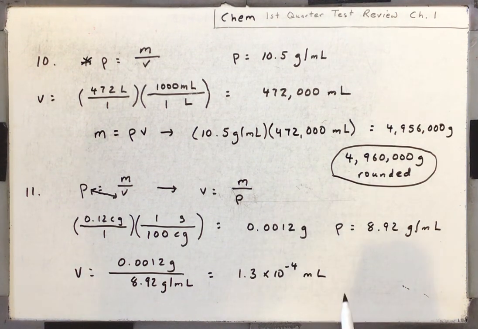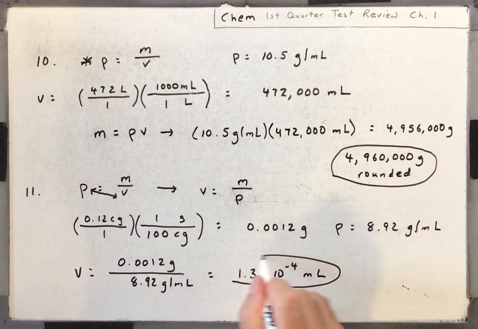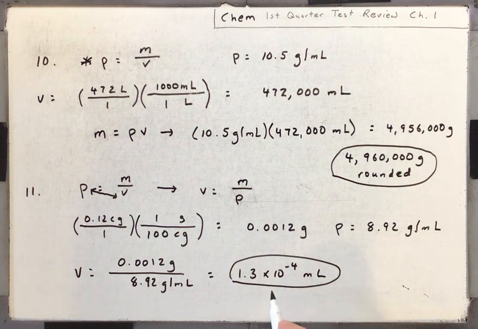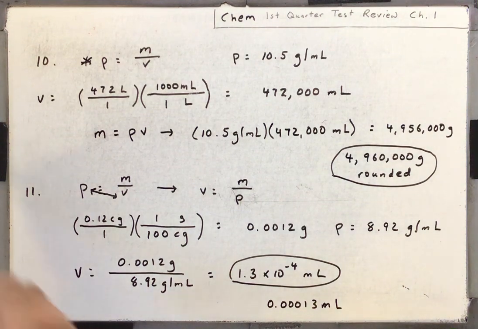All right, so there you go. It would be 0.00013 if your calculator happened to give you the answer not in scientific notation. So unless it's a scientific notation problem specifically, I never really cared whether I got a normal decimal method or scientific notation. All right, that'll do it for Chapter 1.